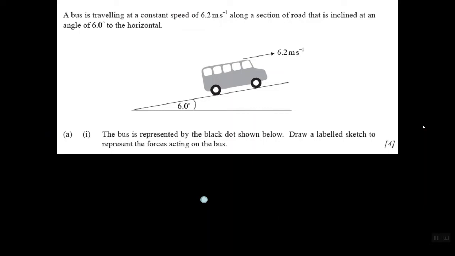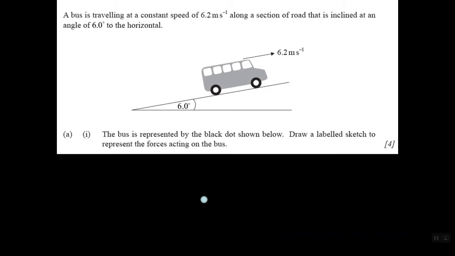Hello everyone. Let's revise work, energy and power unit. A bus is traveling at a constant speed of 6.2 meters per second along a section of road that is inclined at an angle of 6 degrees to horizontal. The bus is represented by the blue dot shown below. Draw a labeled sketch to represent the force acting on the bus.